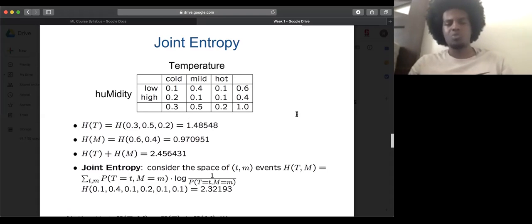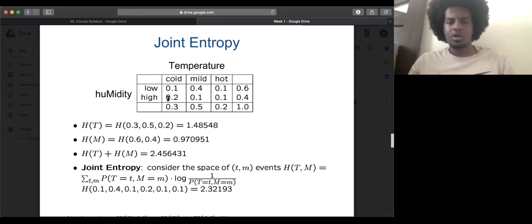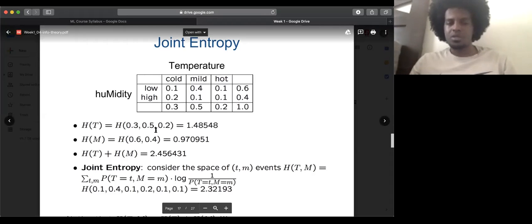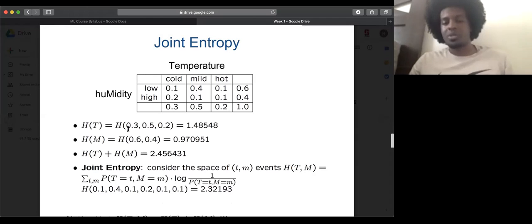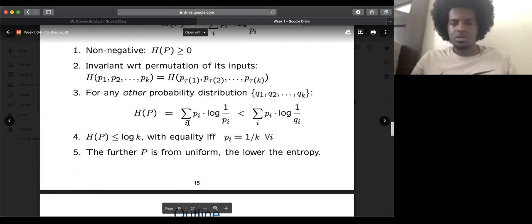So humidity is what's being held constant, right? You've got 0.3, which is just the sum of all of cold temperature across all humidities. So you have 0.1 plus 0.2, and that gives you 0.3. And then you have mild across mild low and mild high, so 0.4 plus 0.1 is 0.5. And then you've got hot across low and high, so that would be 0.1 plus 0.1, which gives you 0.2. And so those represent the probabilities. These are your p's.